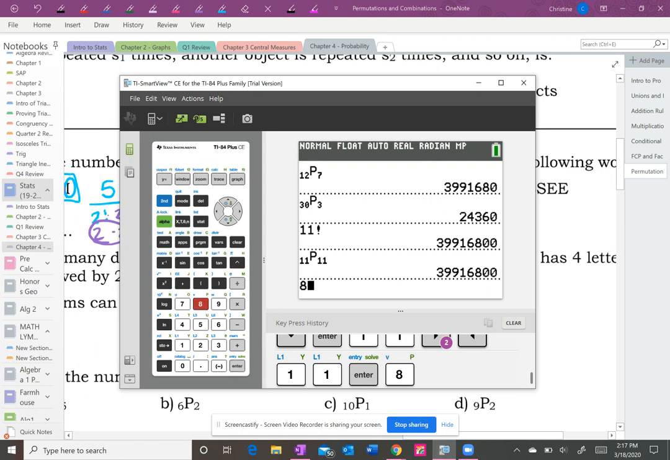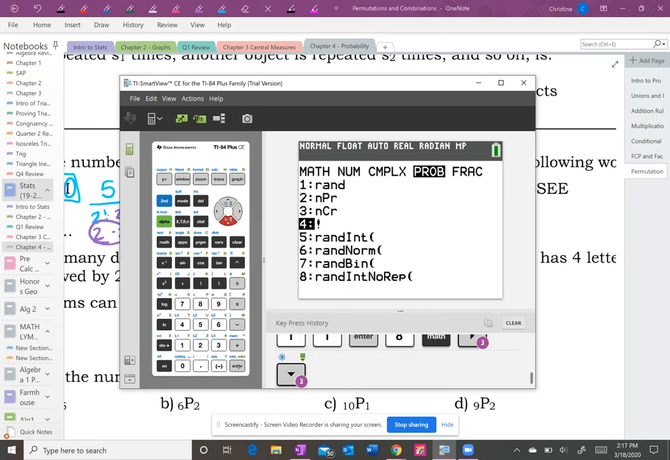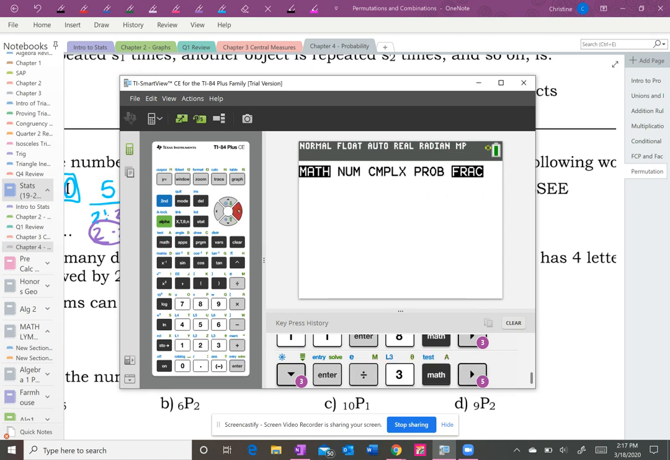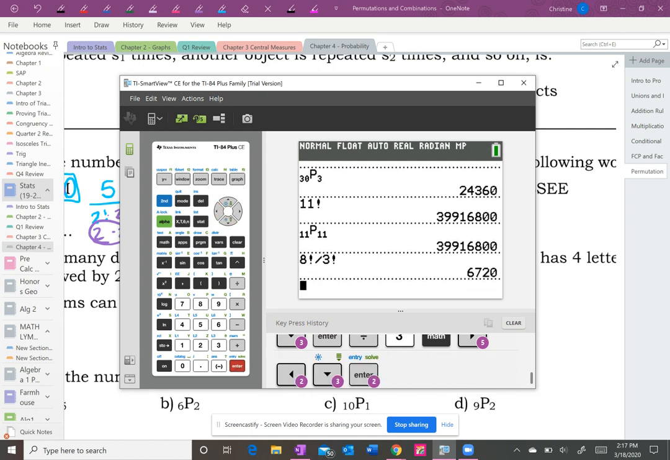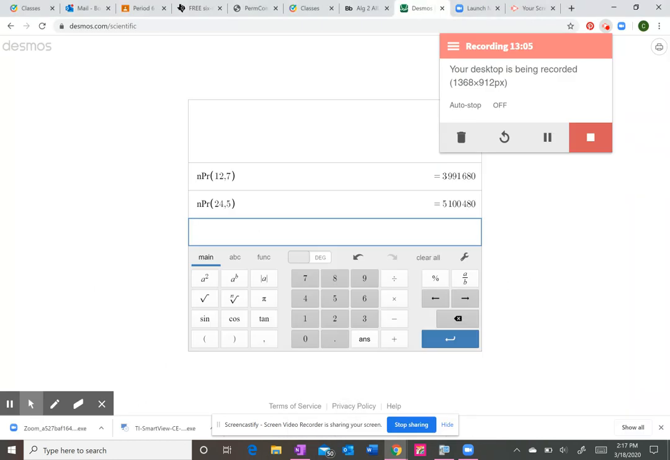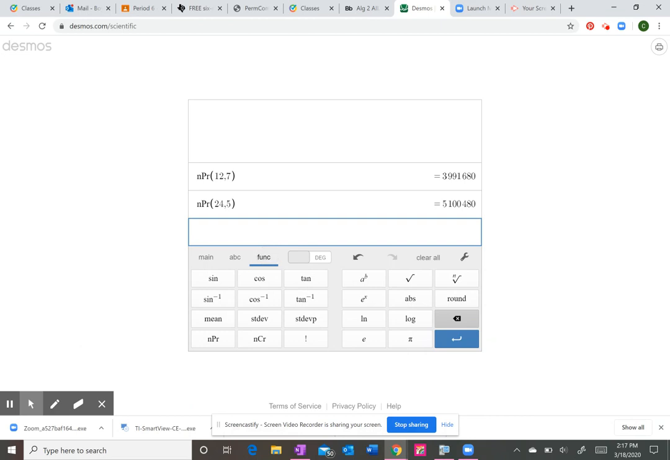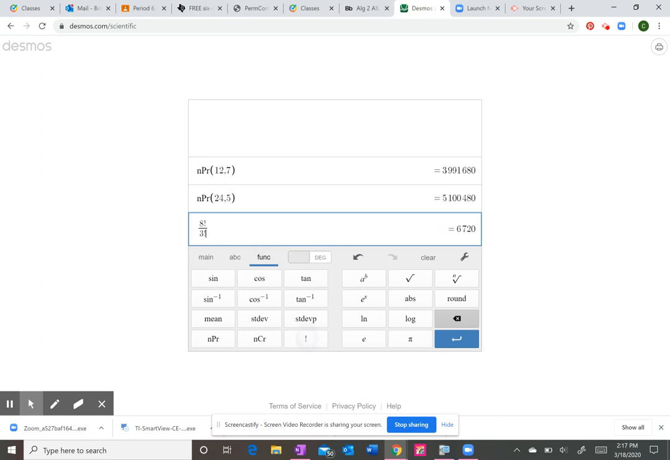It would be 8. You go to math, probability, hit the 4. That's going to give you your exclamation point, divided by 3 exclamation point. So 6720. Let me see real quick on the other calculator. Yeah, it has it here. So you would do 8 factorial. You got to keep hitting the buttons, which is annoying, but 3 function factorial, and you get 6720.